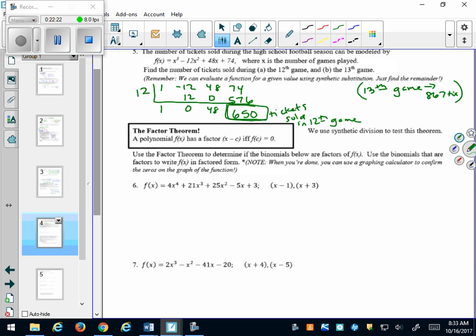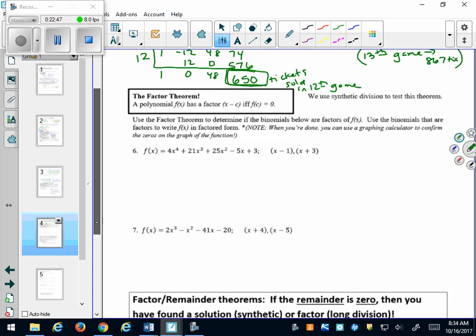Okay, the factor theorem. The factor theorem basically says, and you kind of know this already, right? The factor theorem basically says that if x minus c is a factor of the polynomial you're dividing, then your remainder is going to be 0, and vice versa. If the remainder is 0, then you found a factor. That's basically what the factor theorem says.